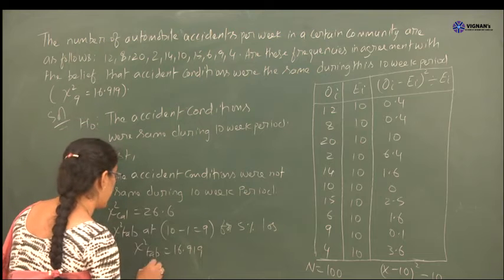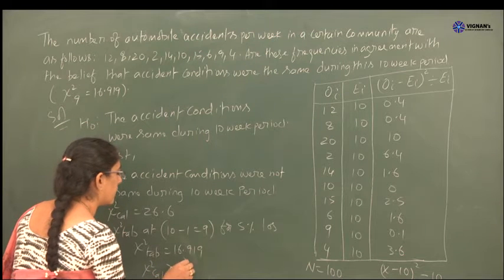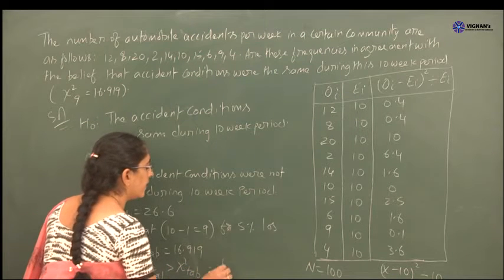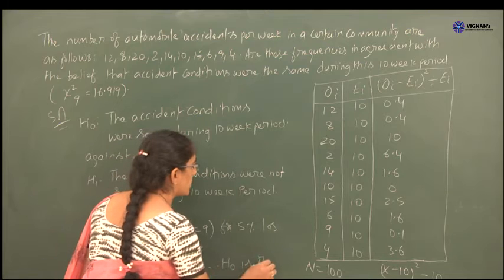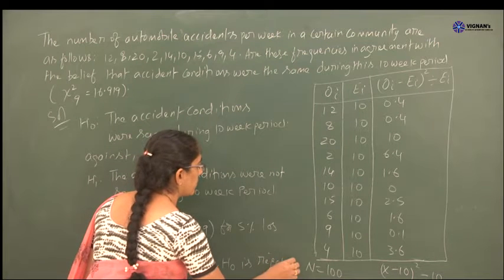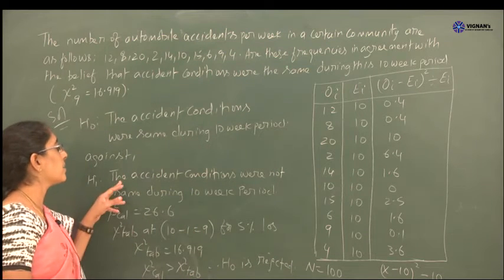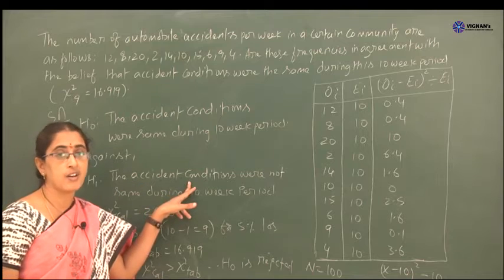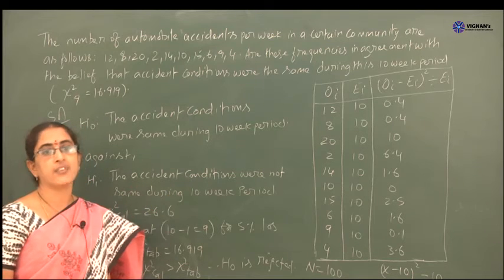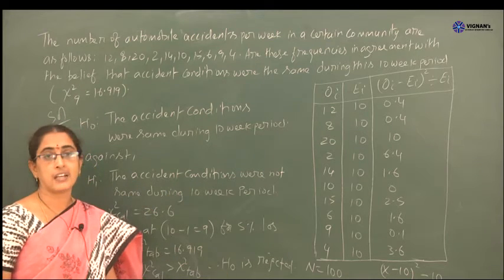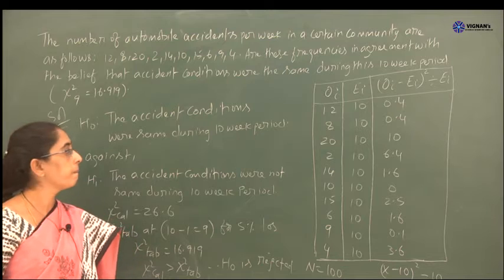So that means chi-square calculated is greater than chi-square tabulated. Therefore, H0 is rejected. H0 is rejected means we are accepting H1. That means the accident conditions were not the same during the 10-week period. Okay, so that is the conclusion for this problem.